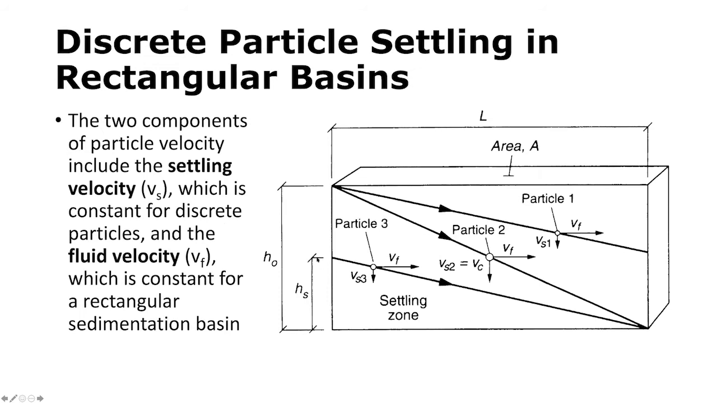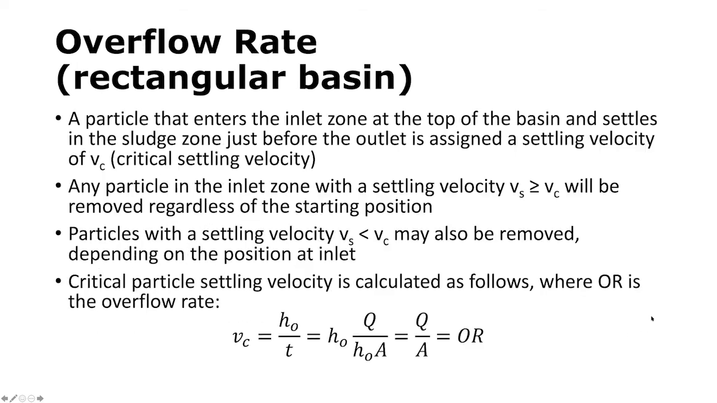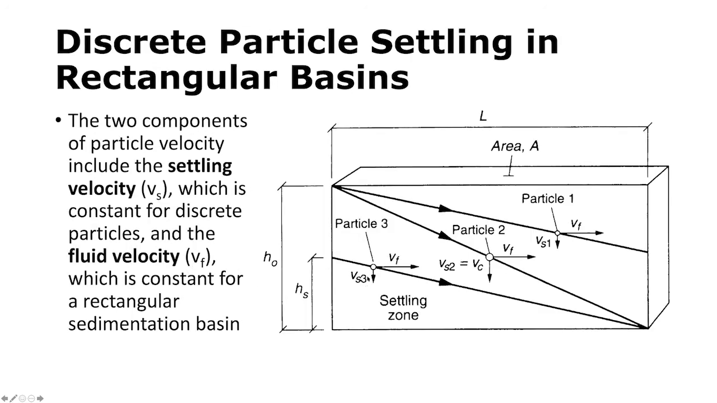So if it starts lower, of course it'll still be removed, but even if it starts way up at the top, it would still be completely removed by the end of the reactor. However, particles with a settling velocity that is less than V sub c may also be removed, but that would depend on their position at the inlet. That would be the case of particle 3, where you can see particles 3 and 1 have identical settling velocities. However, particle 3 is removed, particle 1 is not, and that's just because particle 3 comes in halfway up the reactor, whereas particle 1 comes in at the very top.